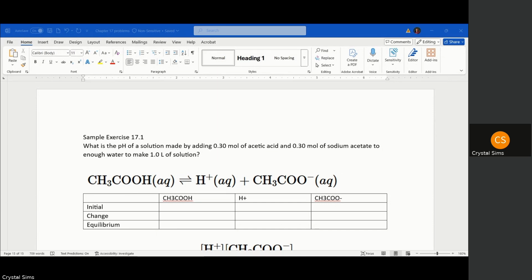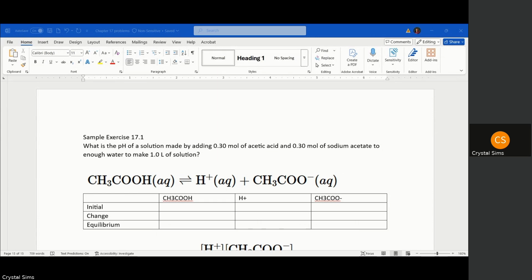So what we're going to look at first, the problem that we have here, is we're still looking at pH. So we say, what is the pH of a solution made by adding 0.30 moles of acetic acid and 0.30 moles of sodium acetate to enough water to make 1.0 liter of solution? In this problem, we have an acid, and then we have sodium acetate, which is a salt solution. And what we're looking at here is the pH when a common ion is involved.